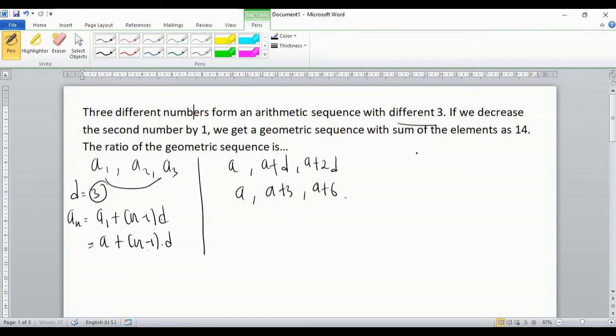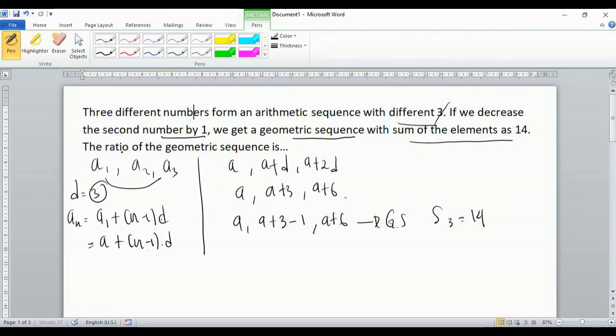Okay, that is done for this question. Now we continue. If we decrease the second number by 1, meaning less than, you get the second number minus 1, and then A plus 6 is staying there. We get a geometric sequence with the sum of elements as 14. So the sum of the three of them is 14, everyone.